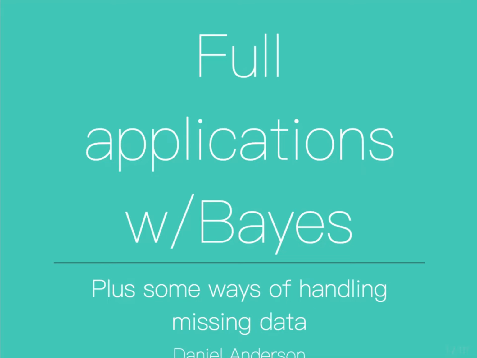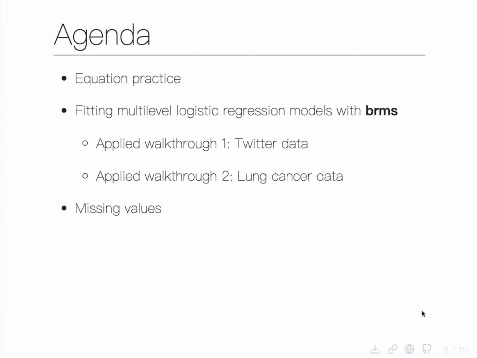So today we're going to go through what I hope will be basically a full application, start to finish, and we'll go through 2 of them, with 2 different data sets, using Bayes and fitting a model with a binomial outcome. If we have time, which we probably won't, then I do have some slides on missing data. Those are the ones that were giving me problems, so they're actually not currently in this slide deck, but they're rendering currently.